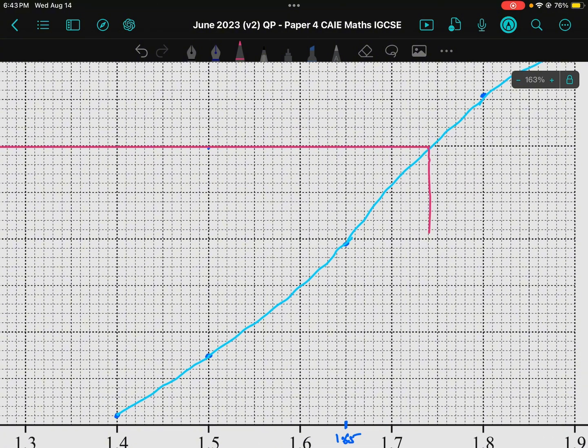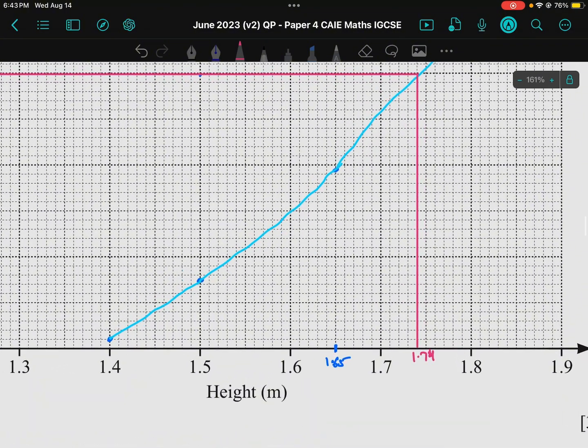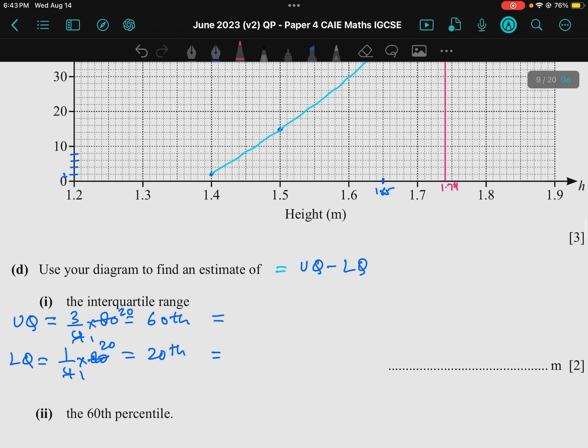And when you drop down here, how much is it coming? It is 1.74. 1.74 it is coming. Okay, 10 differences here, so it is 1.74.